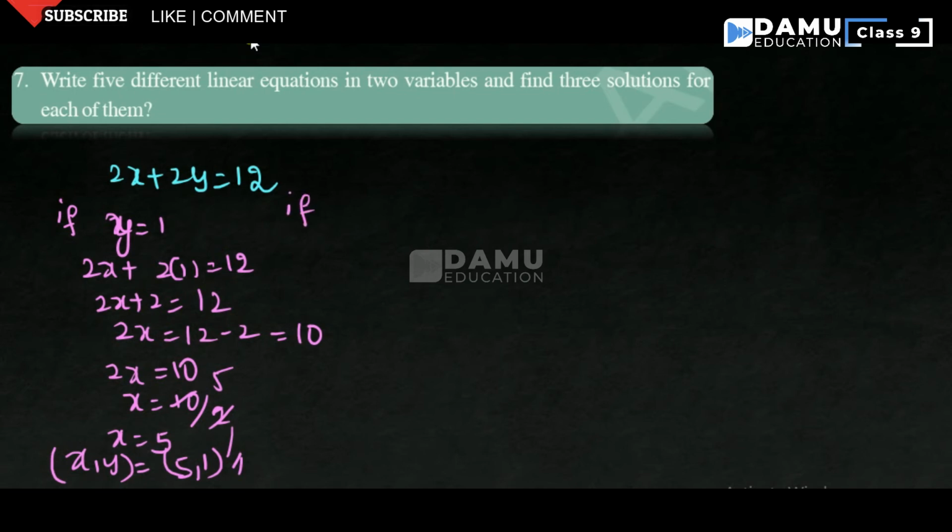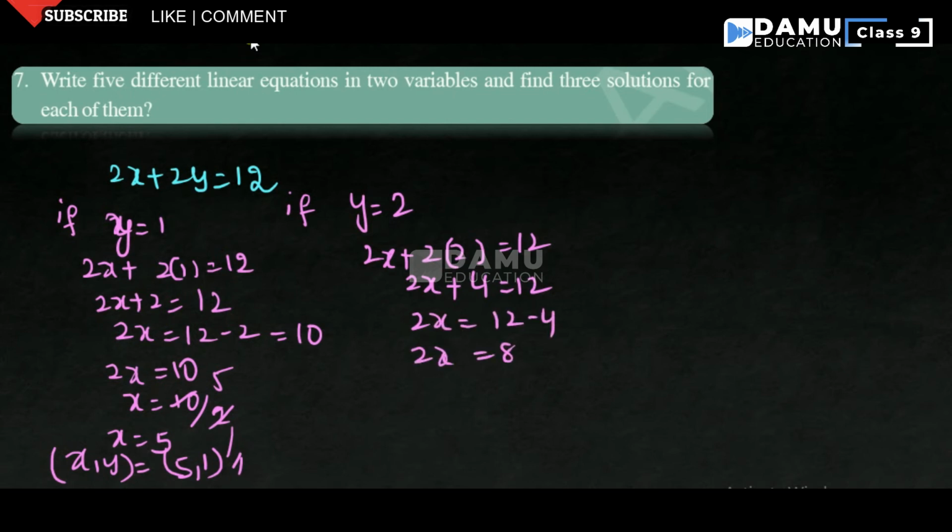Then let's take y equal to 2. You can take anything, either x values or y values. We have to find another coordinate like that. So 2x plus 2 into 2 equals 12. Then 2x plus 4 will be equal to 12. 2x is equal to 12 minus 4, it will come to 2x equals 8. Then x will be equal to 8 by 2. 2 fours are 8, so x is equal to 4. Then x comma y will be 4 comma 2. So this is our value.